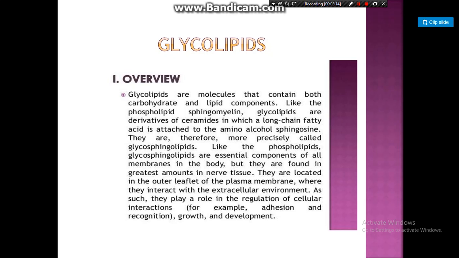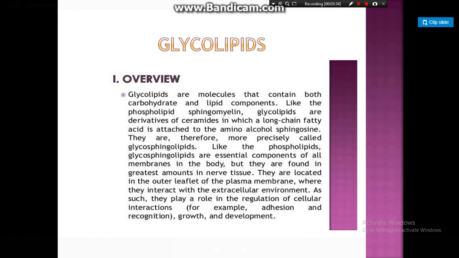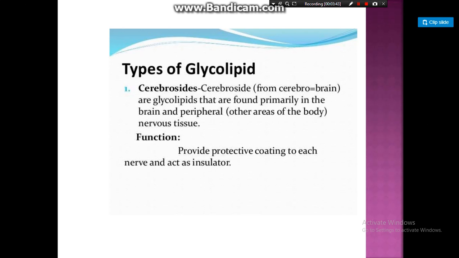Like the phospholipids, glycosphingolipids are essential components of all membranes in the body, but they are found in the greatest amount in nerve tissues. They are located in the outer leaflet of the plasma membrane, where they interact with the extracellular environment. As such, they play a role in the regulation of cellular interactions, for example adhesion and recognition, growth, and development. This is a membrane structure.